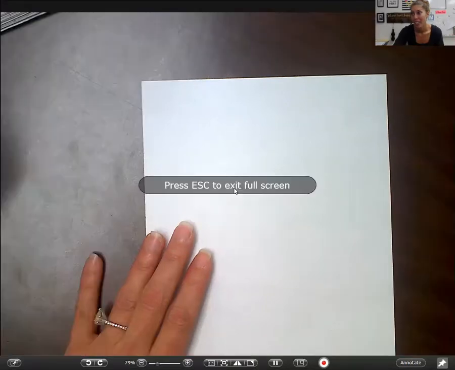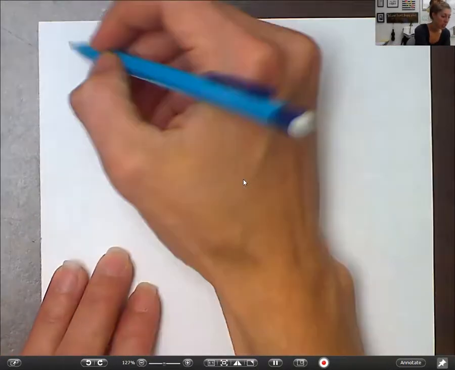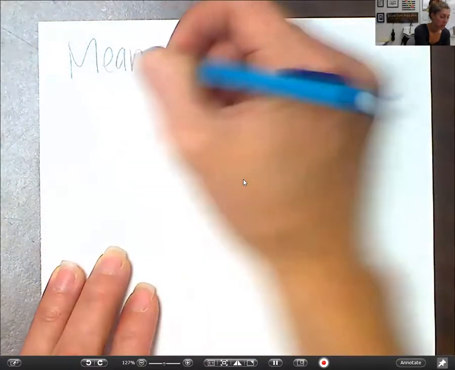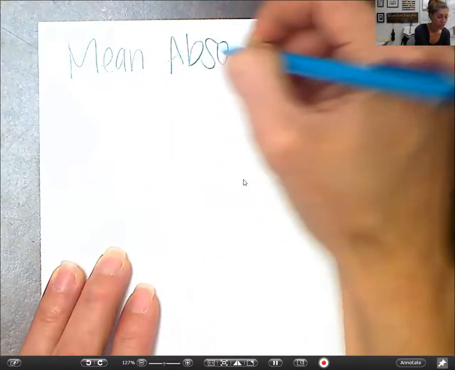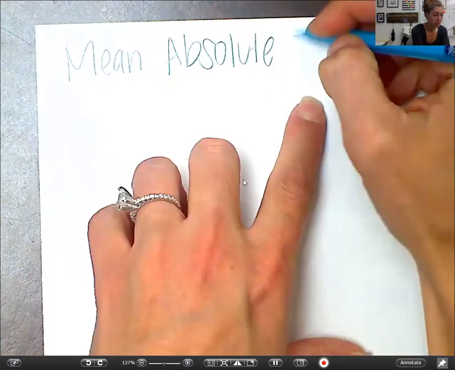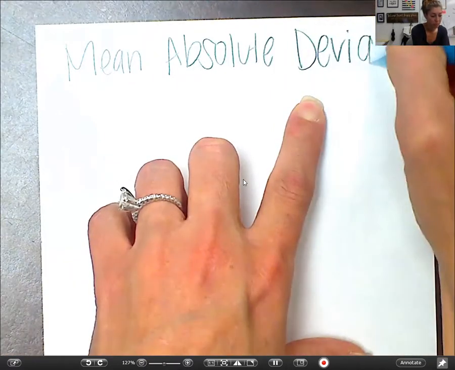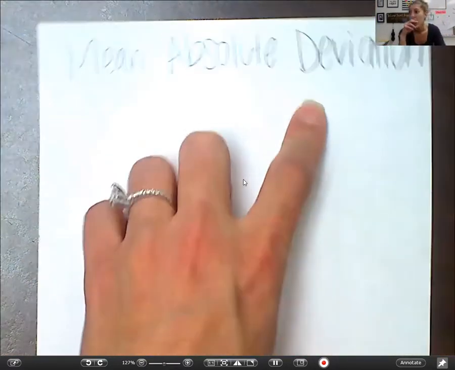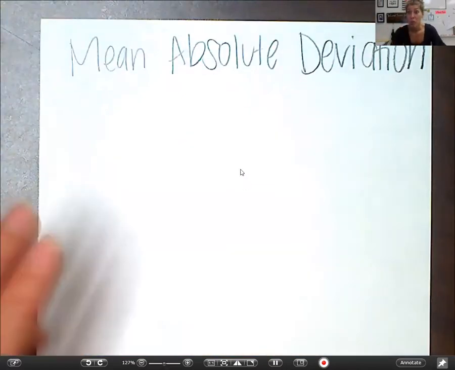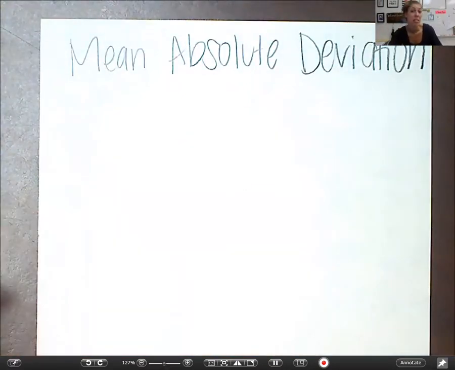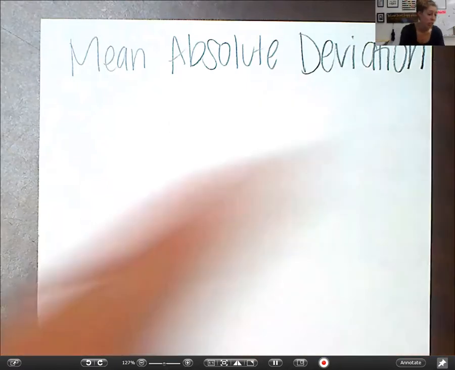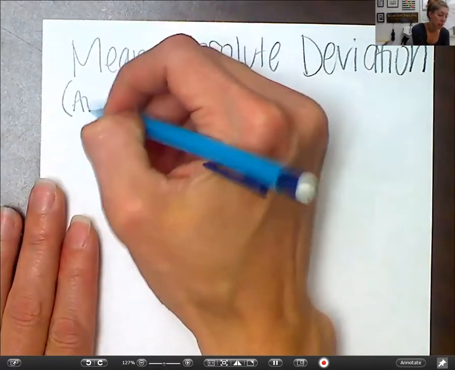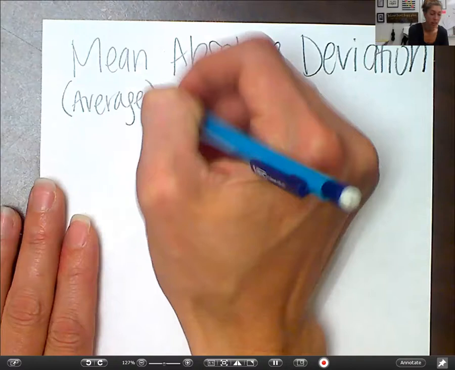So let me share a screen with you. Now this is referred to as the MAD of a set of data. Mean absolute deviation. Now, honestly, what it means is within its name, even though I know it sounds confusing, the mean represents the average for a set of data, right?